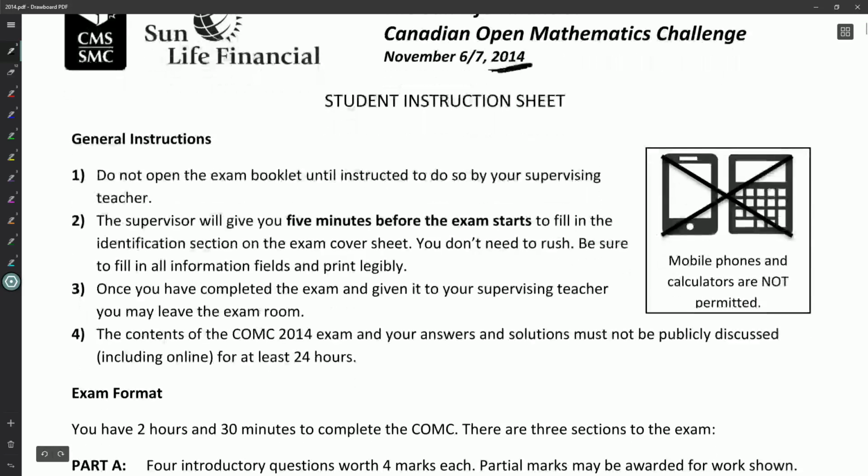Let's take a little look here. We've got general instructions. I'm not going to read all of these. Most of them are basic test things, like don't open the booklet. One important thing to note: calculators are not allowed anytime you're doing a math contest. You should know what electronics are or are not allowed. Calculators are not allowed for this one, whereas in other contests, some calculators are allowed, but maybe not programmable ones or graphing ones.